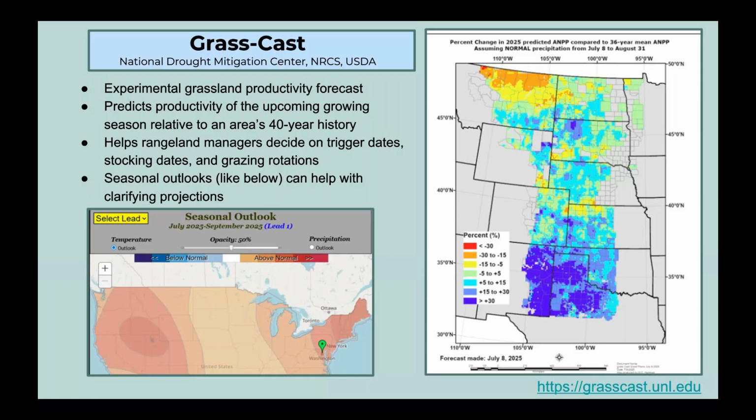Managers can also use them in conjunction with these seasonal outlooks, like this one from NOAA, to better help understand whether you might see a little bit more or a little bit less productivity compared to these GrassCast forecasts.